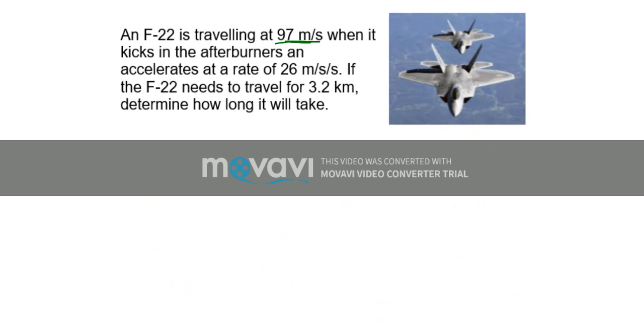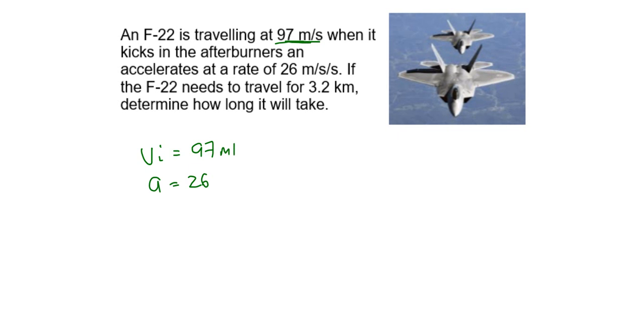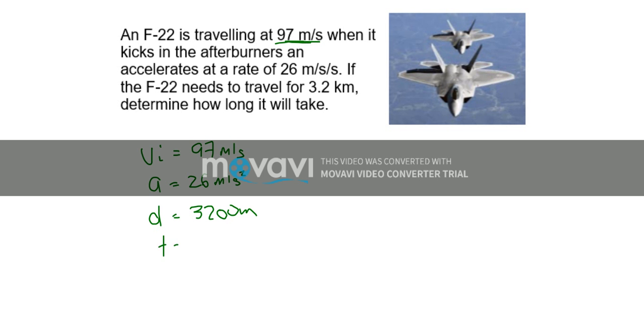We've got a velocity initial of 97. We've got an acceleration of 26. I should put units on here. And we've also got a distance of 3.2 kilometers. I'm going to do a quick conversion to make that 3,200 meters. And what we're being asked to solve for is time.